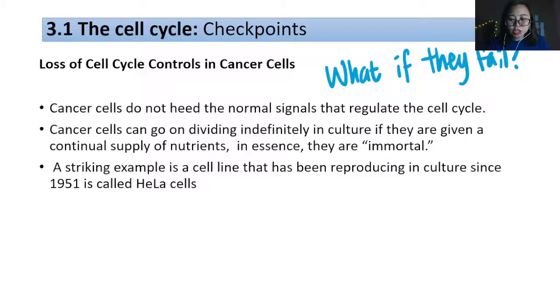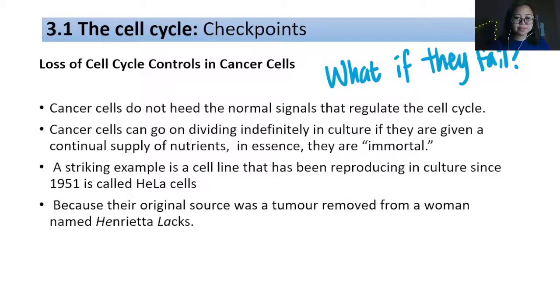So we have a very striking example of a cell line that has been reproducing in culture since 1951, which is called HeLa cell. This HeLa cell memang sampai sekarang masih hidup sejak dia dikultur. The original source is from a tumor that was removed from a woman called Henrietta Lacks. So memang ini adalah sel manusia yang hidup di dalam makmal. Wanita tu nama dia Henrietta Lacks. Okay, beliau sudah meninggal lah. Tapi sel dia sekarang masih hidup.